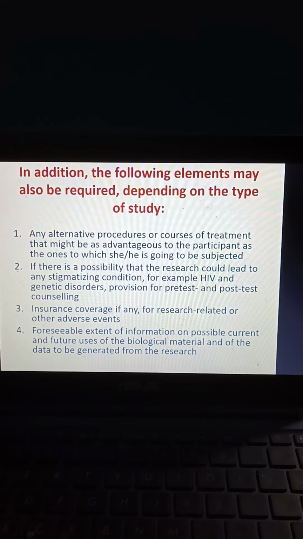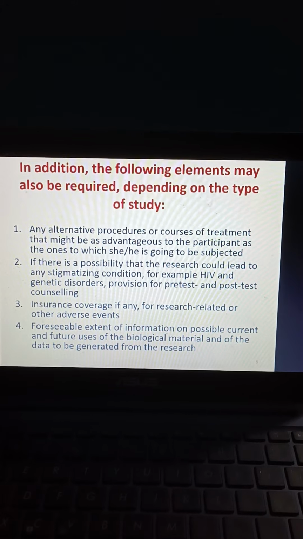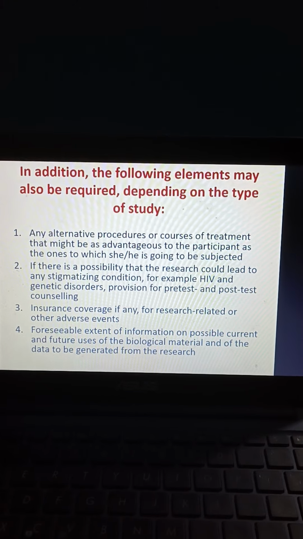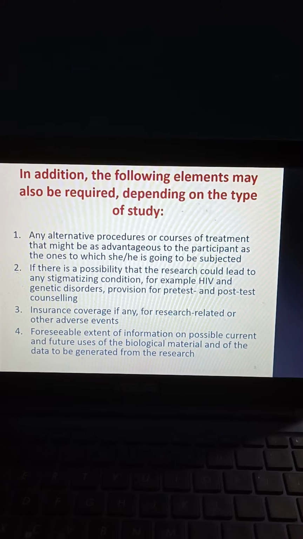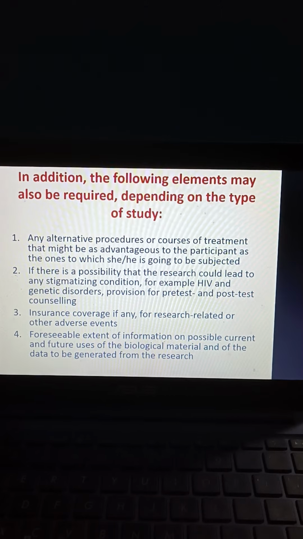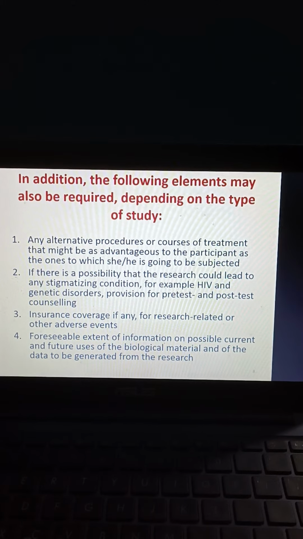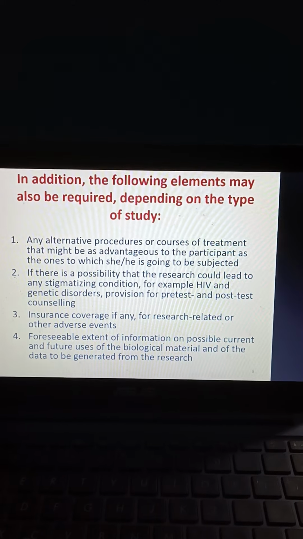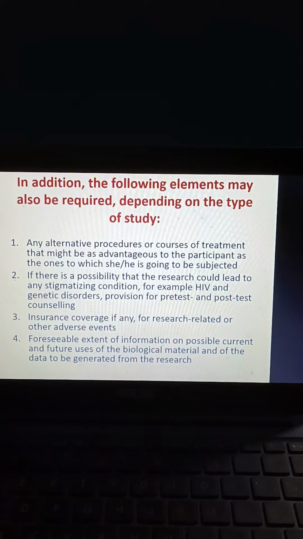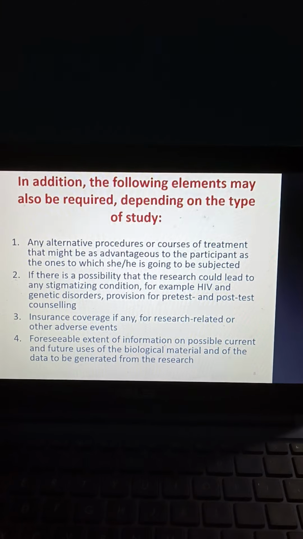In addition, the following elements may also be required depending on the type of study: any alternative procedures or courses of treatment that might be as advantageous to the participant as the ones to which he is going to be subjected. If there is a possibility that the research could lead to any stigmatizing condition, for example HIV, human immunodeficiency virus and genetic disorders, provision for pre-test and post-test counseling, insurance coverage if any for research related or other adverse events, foreseeable extent of information on possible current and future uses of the biological material and of the data to be generated from the research.